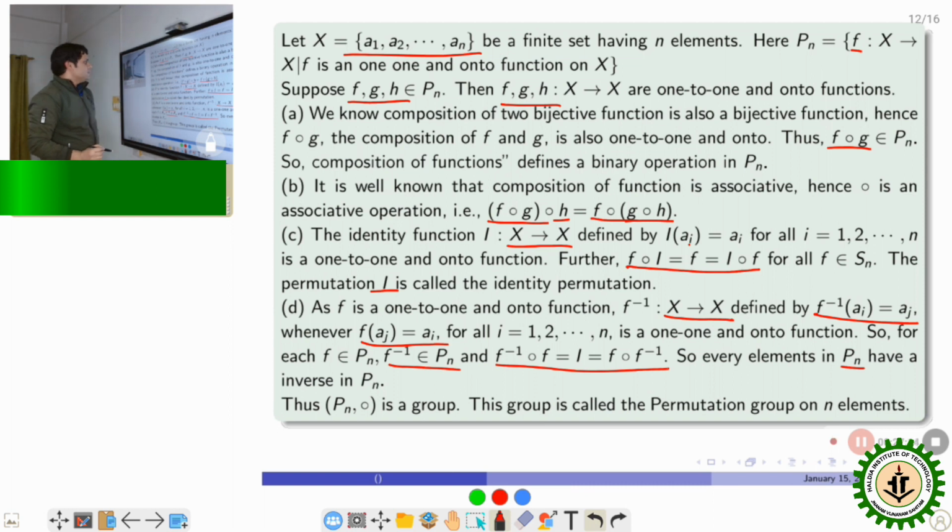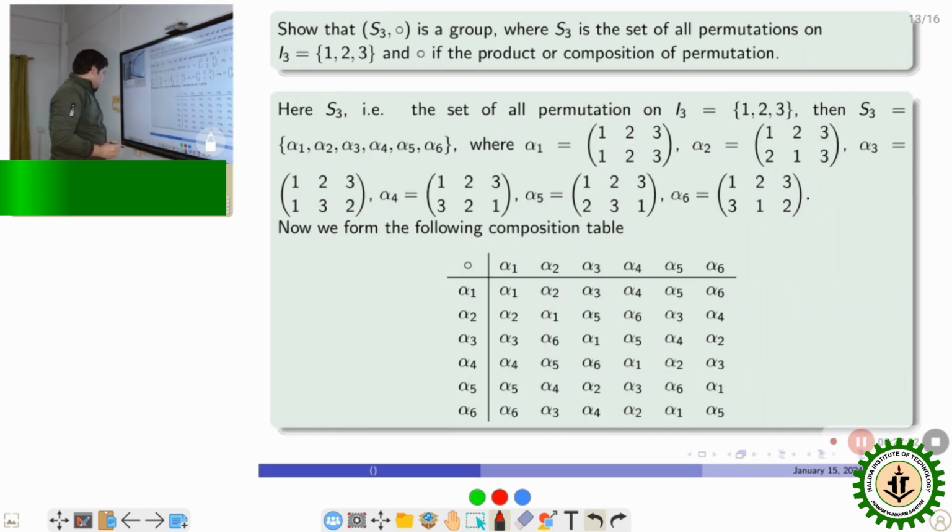So therefore, all the properties hold. First, composition is a binary operation. Second, the associative property. Third, the identity element exists, and fourth, the inverse element exists. Therefore, Pn with composition, that means permutation composition, is a group, and this group is the permutation group on n elements.